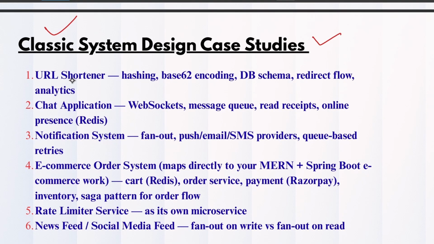We have the URL shortener, chat app, notification system design, e-commerce ordering system design, rate limiter service, and news feed. All these are systems that we need to design, so that we can understand system design completely by ourselves.